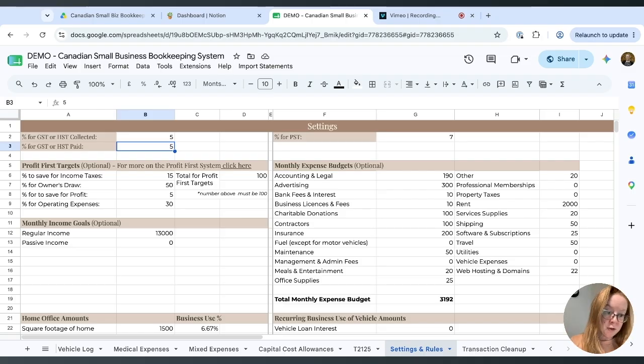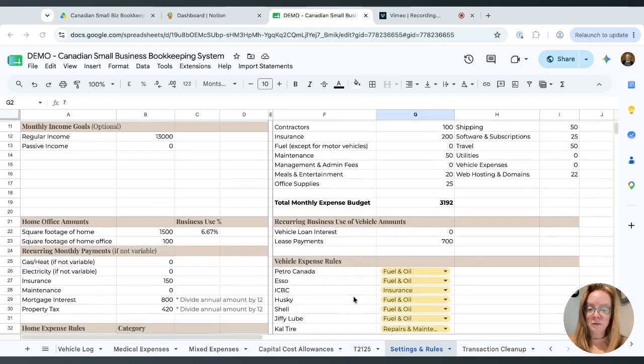If you are not sure, talk to your accountant. We also have PST over here if this applies to your business. However, if you live in a province that doesn't have PST, or you don't sell any products that PST needs to be applied to, again, you can just leave this as 0 or blank. Otherwise, put in the rate for your province. This sample business is located in BC, so they have 5% for their GST and 7% for their PST. And unfortunately, you can't claim any input tax credits for PST. It's just considered a normal cost of doing business, so we just have the one rate here.